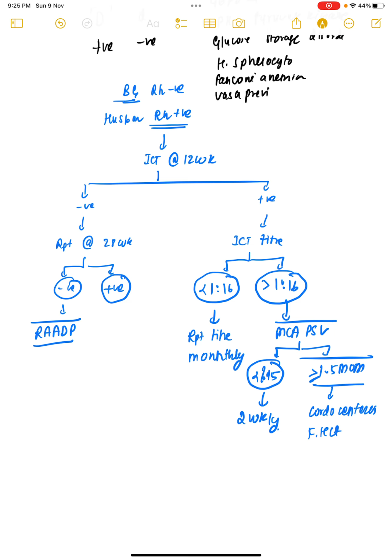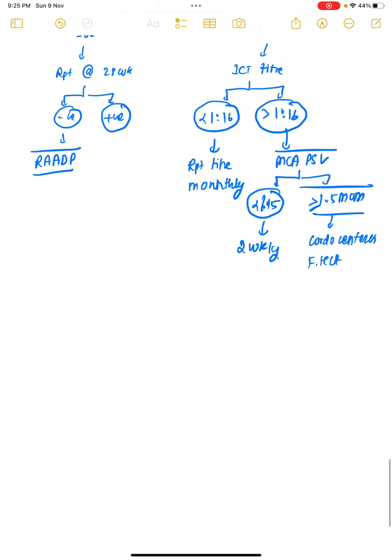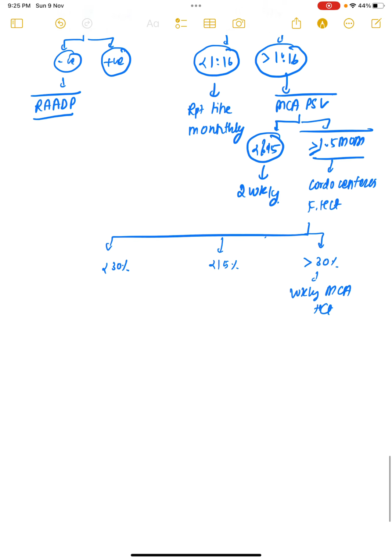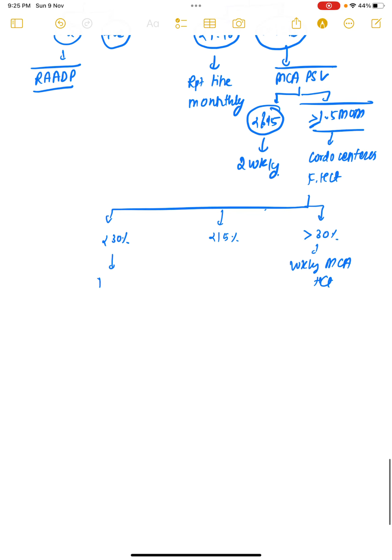Coming to the next category, if the fetal hematocrit is less than 30%, that means there is severe anemia. If it is less than 15%, that means there is fetal hydrops. If it is more than 30%, you will do weekly MCA Doppler again. If MCA is abnormal, you will go ahead with weekly hematocrit. If it is less than 30%, we will go ahead with intrauterine transfusion, and details about intrauterine transfusion are already uploaded in the channel. Please go to that video.